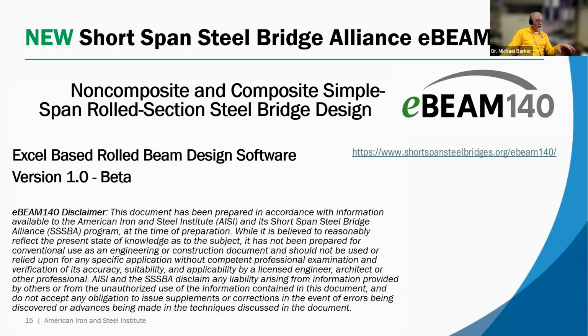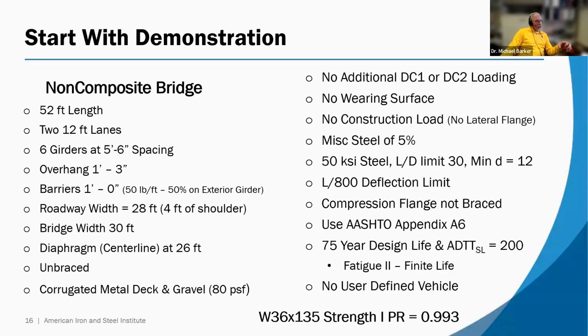And there's a disclaimer here, but what I do is I encourage you to go to the website there, or just the regular website, and then go there to look at this to see if you think this can be helpful. And I'm going to pretend like we're doing a demonstration here. I'm going to look at a non-composite bridge, 52-foot long, 2 12-foot lanes. I can pick the girder spacing, so I pick 6 girders at 5'6".